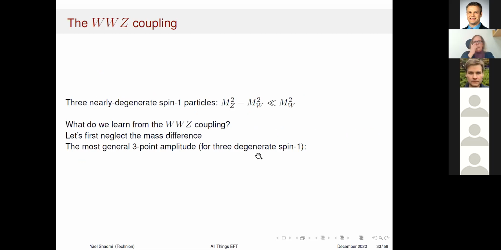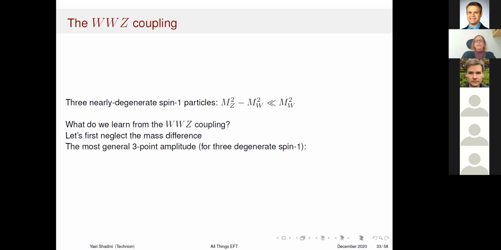So the first guy I want to look at is the WWZ coupling, because it's the basic coupling that you're interested in when you're talking about the gauge symmetry. So we have three particles that interact that are nearly degenerate. Just to make things a little simpler, let's, for starters, forget the mass difference between them and neglect that. And I want to look at this coupling and see what we learn from that.